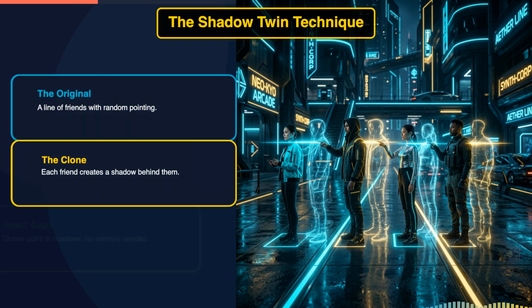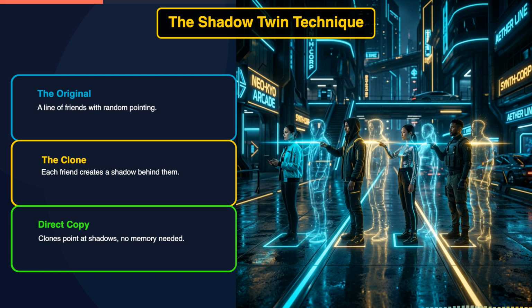Each person has their hand on the shoulder of the person in front, but they are also pointing at a random person in the line with their other hand. To clone this group, we use the shadow twin technique. Each person creates a clone of themselves and has them stand directly behind them. Now, every clone can easily see who their random target's clone should be.